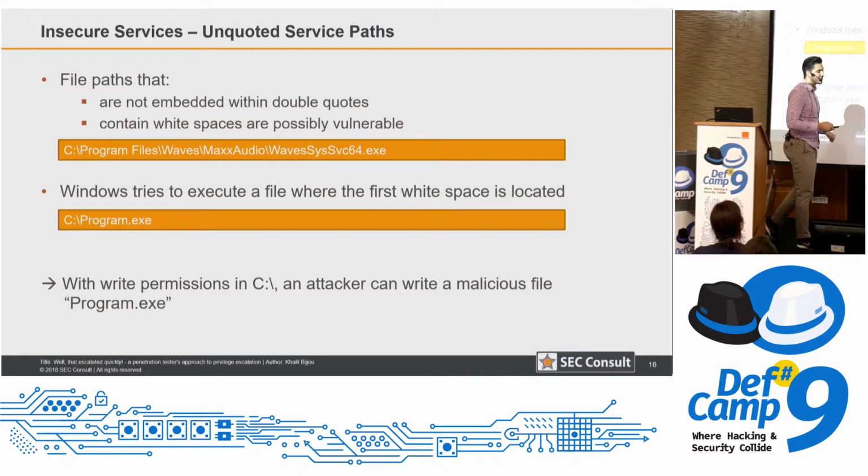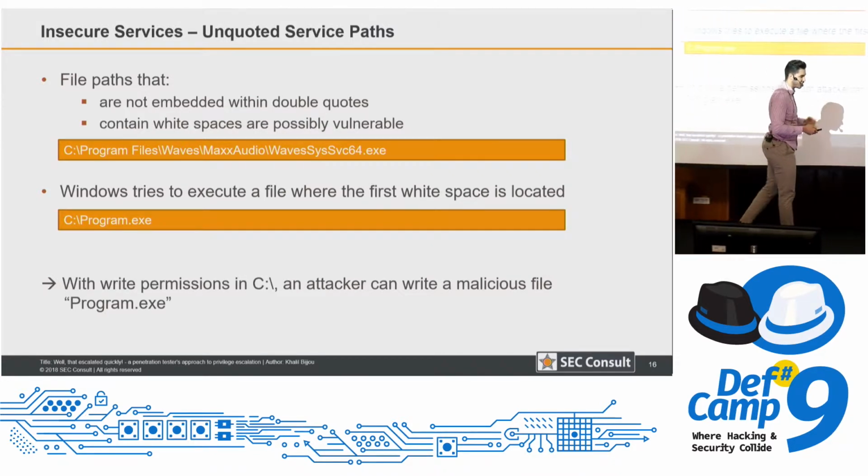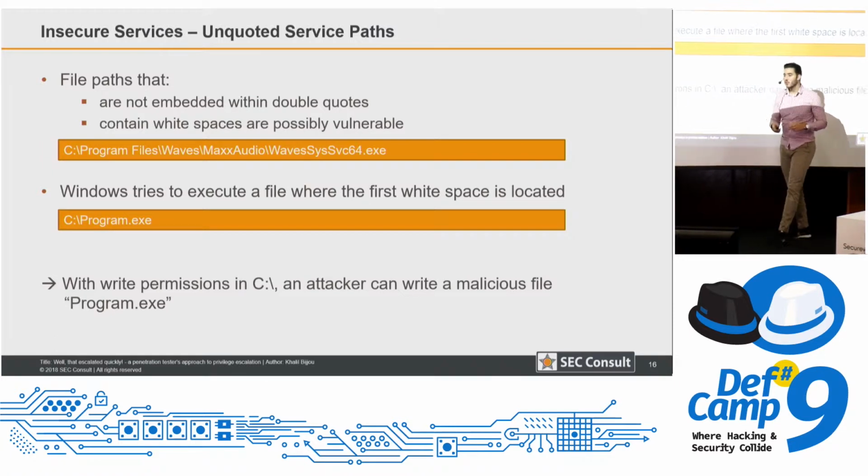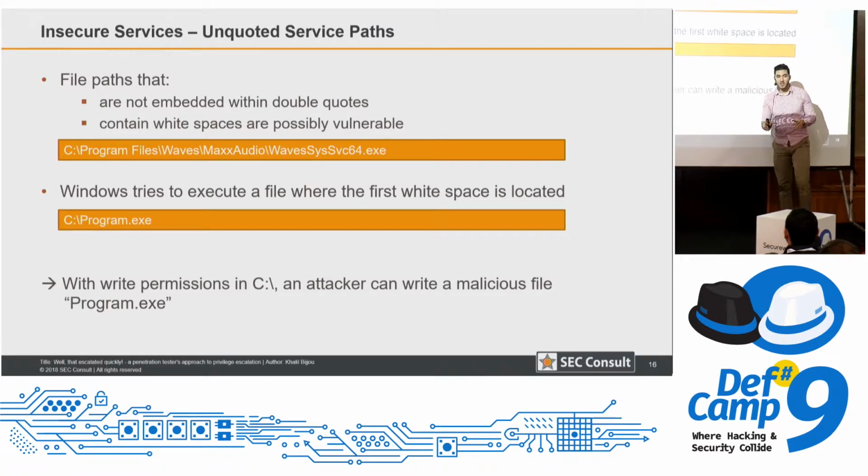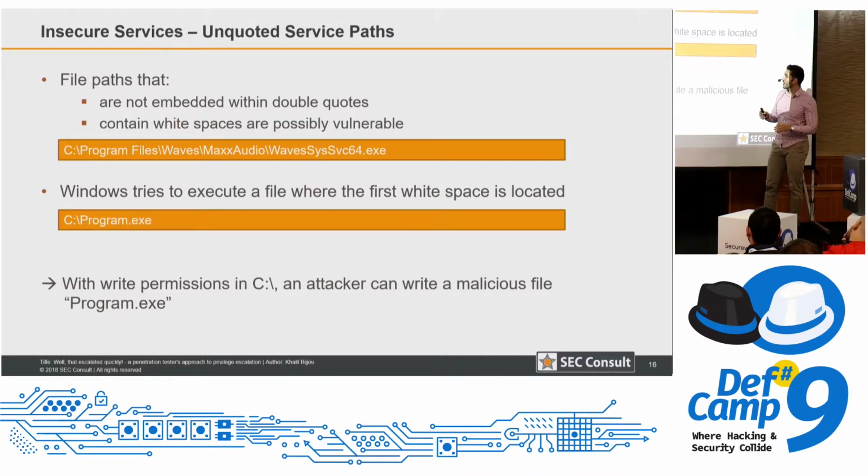Another interesting method, the unquoted service path method. For the unquoted service path method, what you need are services that use a file path which does not contain double quotes, so no double quotes at the beginning and at the end, and that contain a white space somewhere in the file path. As an example, we have C:\Program Files\Waves, etc. So both conditions are met in this example.